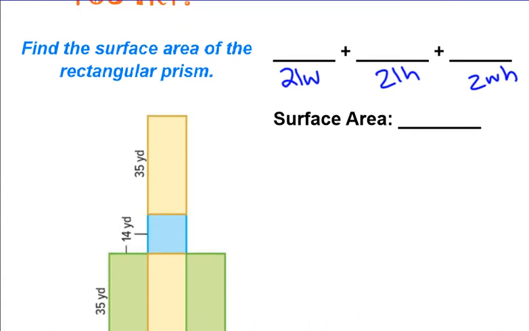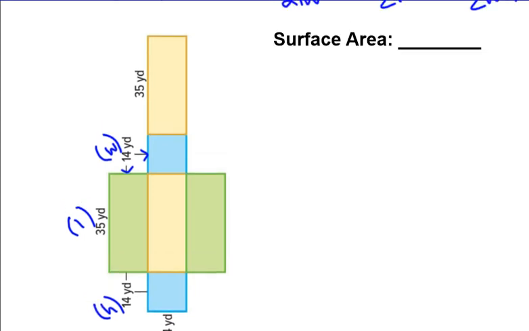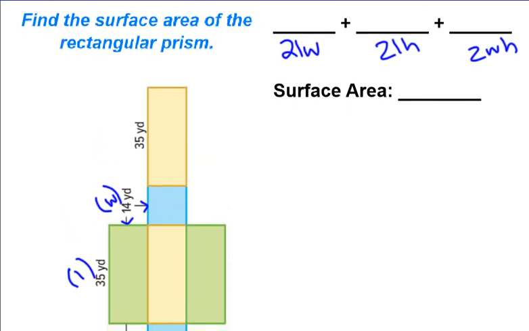Okay, so let's look at our shape here. All right, so we have 35. This is saying this is 14, and this is 14 as well, because here's the line showing you that, and here's the line showing you that. Okay, so this is going to be our length, this is going to be our width, and it's also going to be our height. So I'm just going to label it H down there.